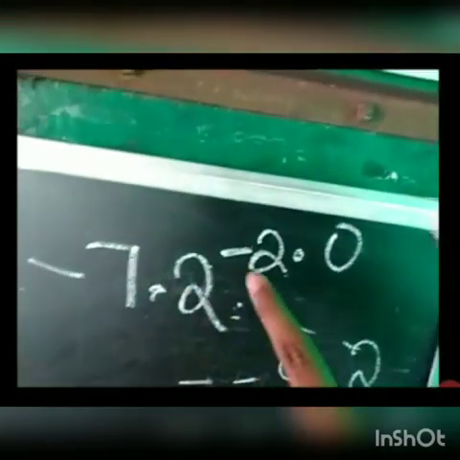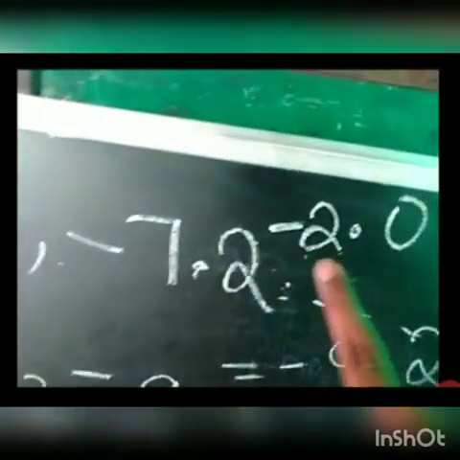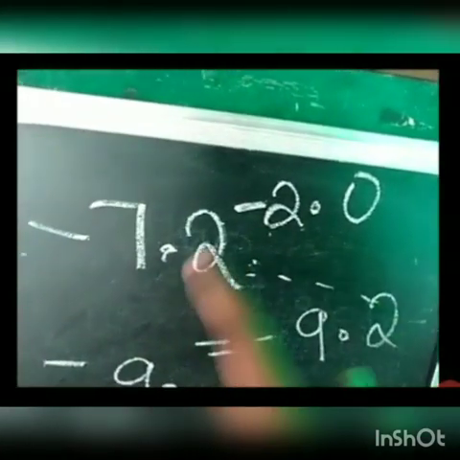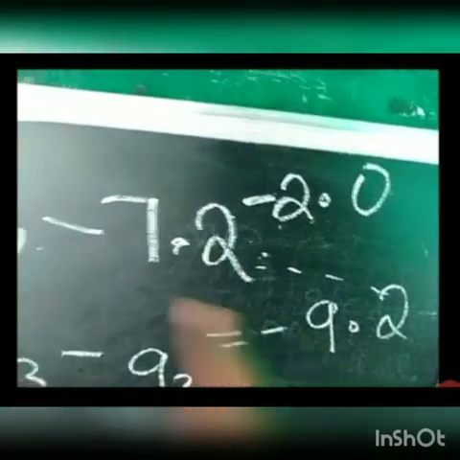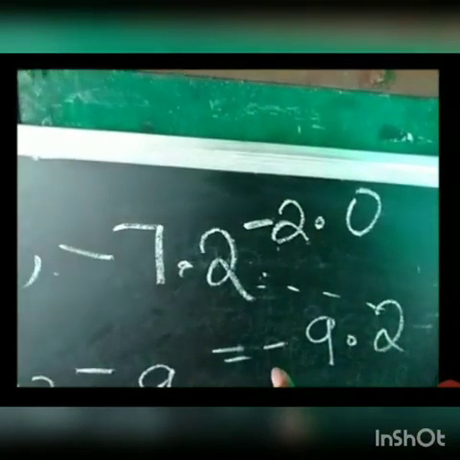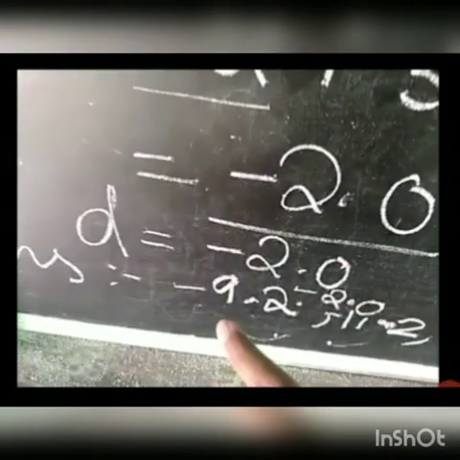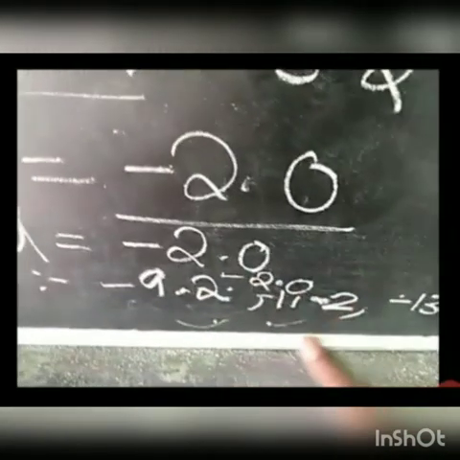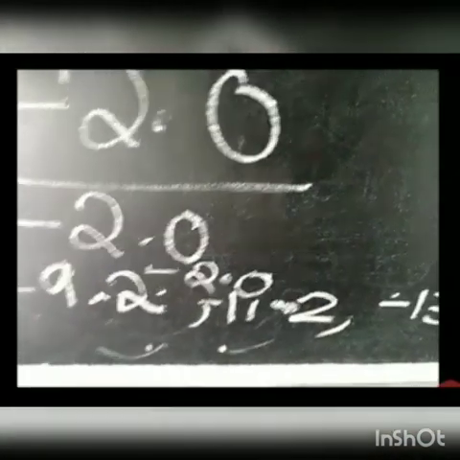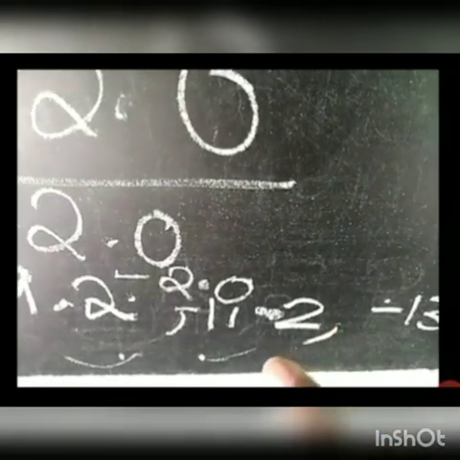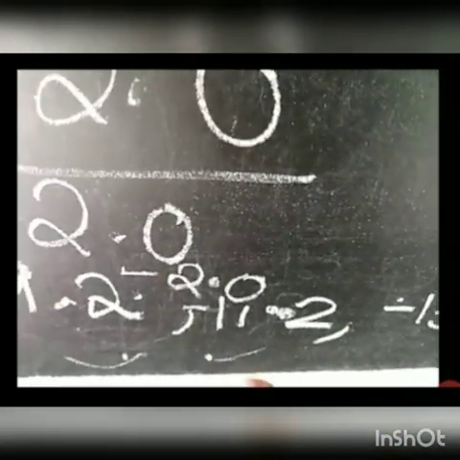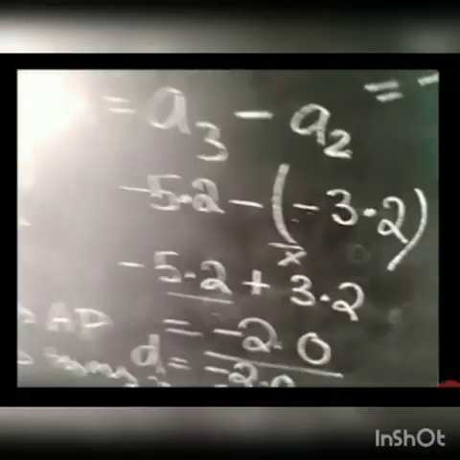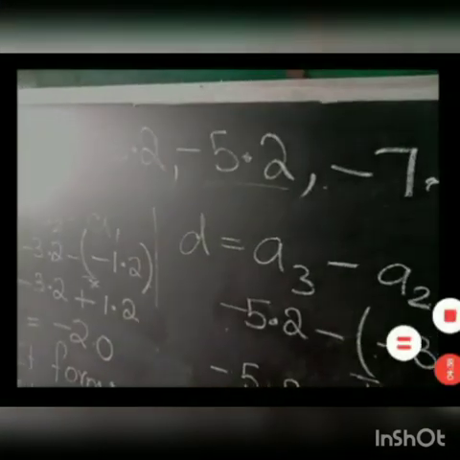So minus 7.2, and it is minus 2.0. Signs are same, so add it. When you add this decimal, you'll be getting 9.2. Minus we have on both sides, so it is minus 9.2. Again you add minus 2.0 to the minus 9.2, you'll be getting minus 11.2. Again you add minus 2.0 to the minus 11.2, you'll be getting minus 13.2. This is the way you have to do the problem.